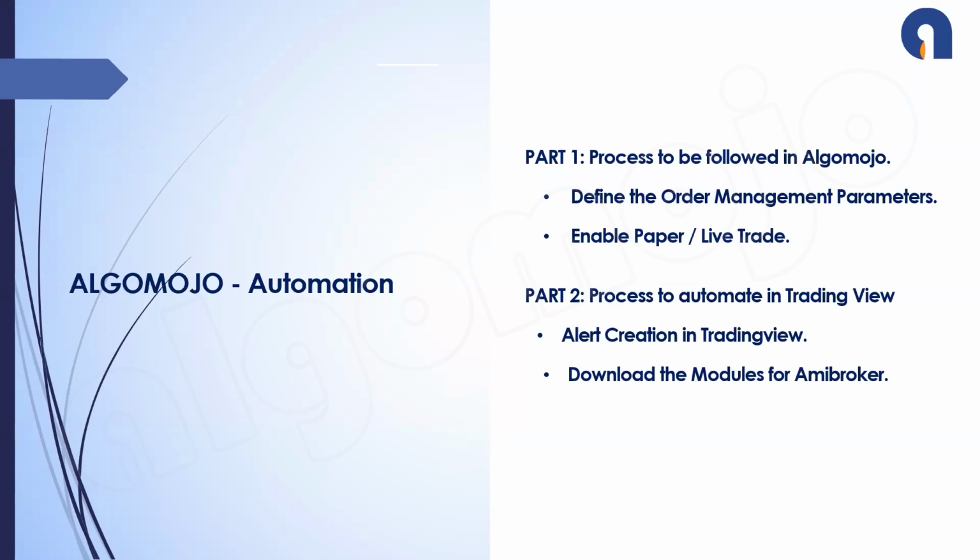We will look at some of those examples when we do the live demo today. So the first part is what you define in Algomojo, and the second part is creating an alert or downloading the module in Amibroker and doing the setup. So these are the two steps for automating any kind of strategy that you have.